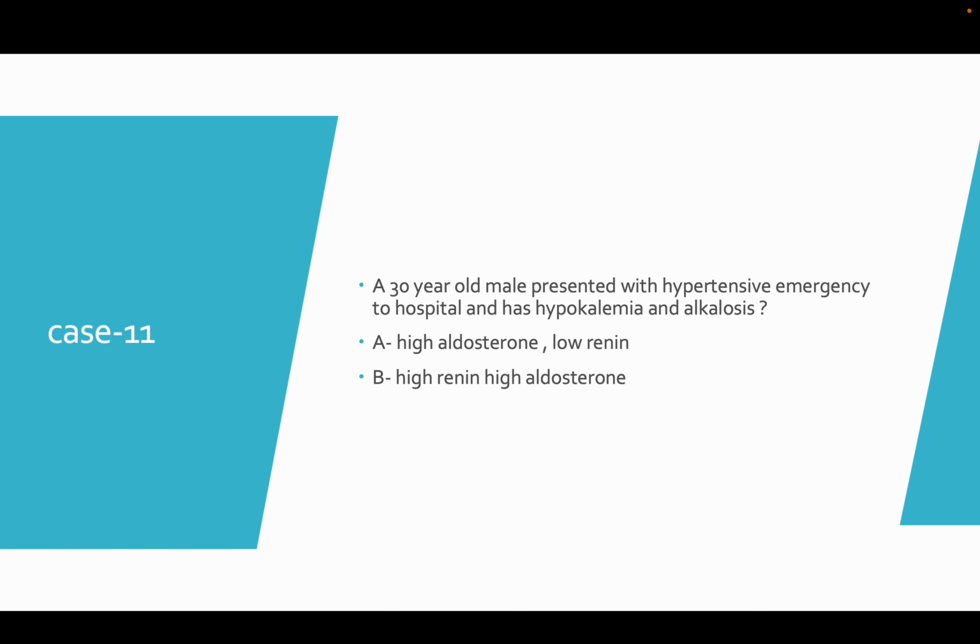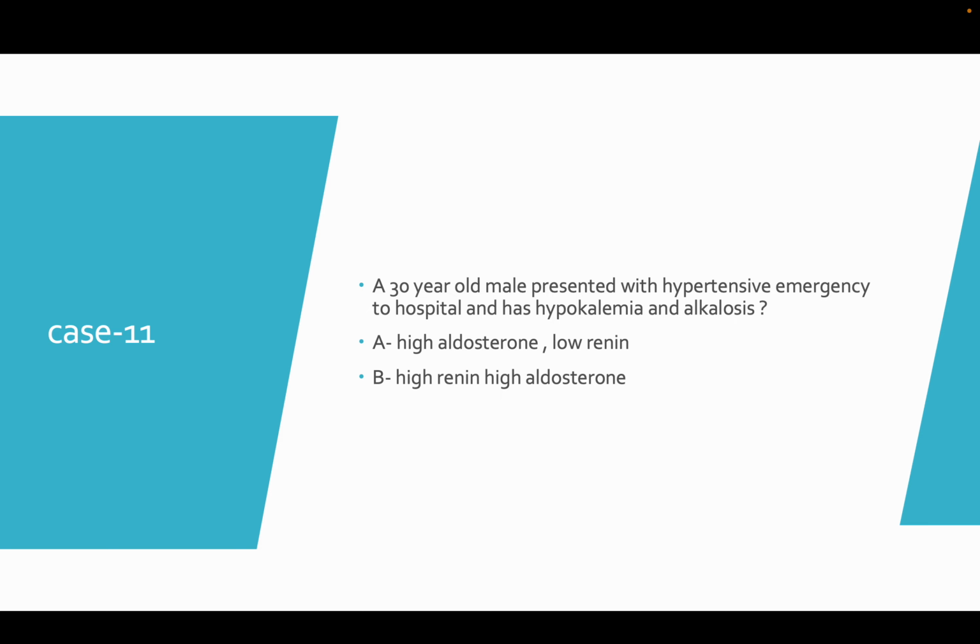A 30-year-old male presents with hypertensive emergency to a hospital and has hypokalemia and alkalosis. So the patient has hypokalemia, alkalosis and hypertension. We dealt with normokalemia, then we dealt with acidosis where RTA is a possibility, and normotensive alkalosis, where we discussed Bartter's, Gitelman's and thiazide diuretics. Now we are coming into the hypertensive. Generally hypertension is associated with alkalosis mostly, and here they have hypokalemia and alkalosis also.